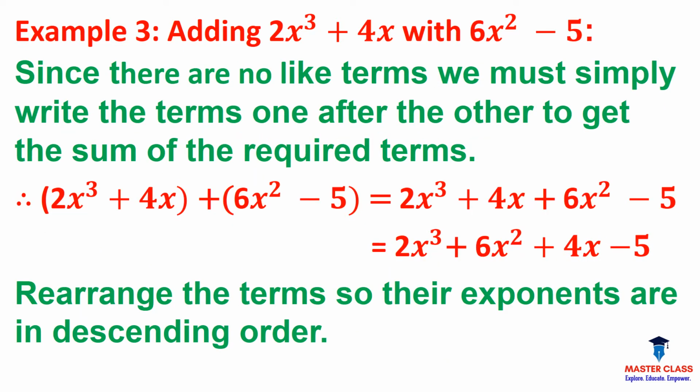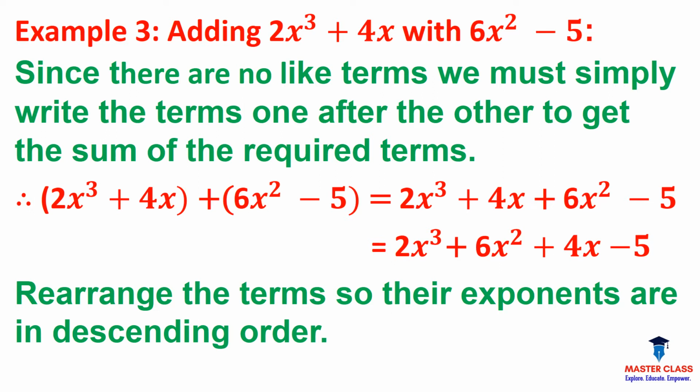The third example that we will study is how to add 2x cubed plus 4x with 6x squared minus 5. Since there are no like terms here, we must simply write the terms one after the other to get the sum of the required terms.